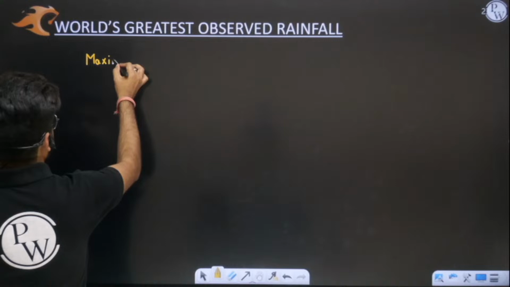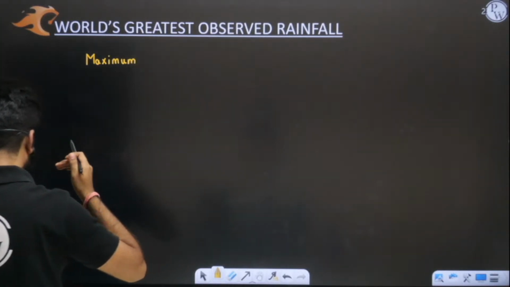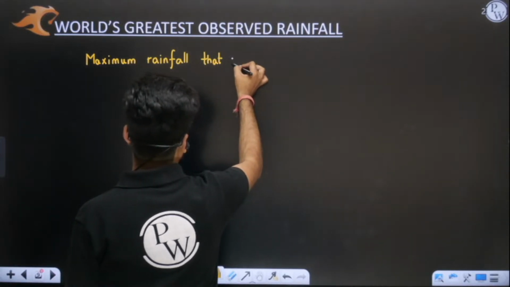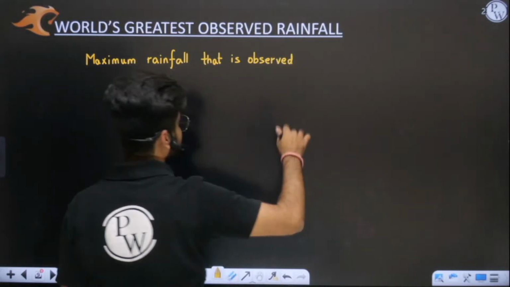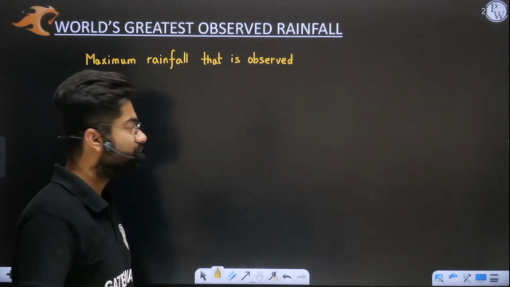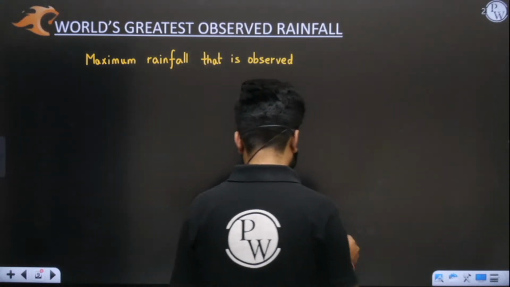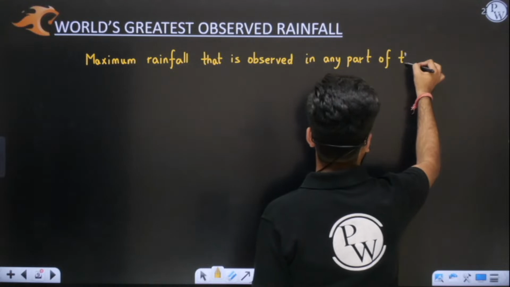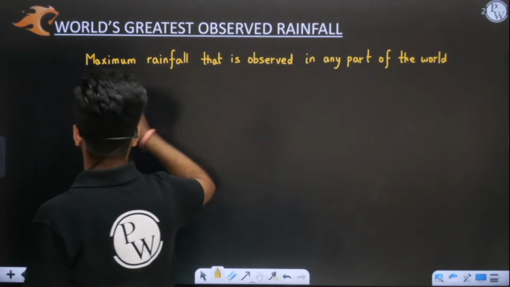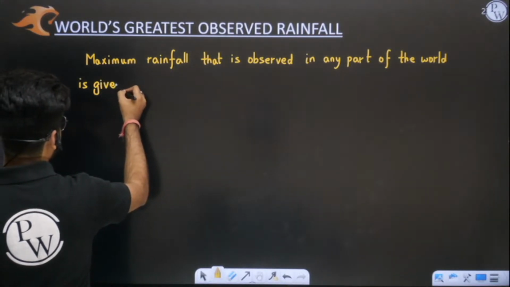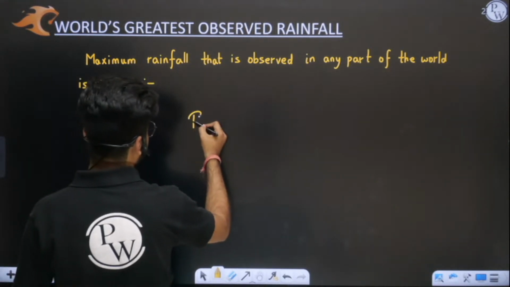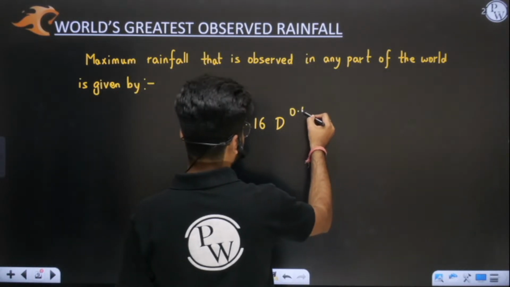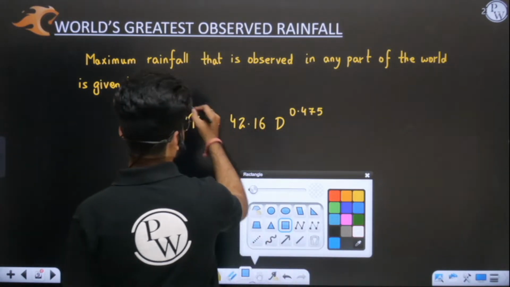So maximum rainfall: the world's greatest observed rainfall is none other than the maximum rainfall that is observed. Scientists have collected too much data, and from that data they have given an equation. The maximum rainfall that is observed in any part of the world, be it any part, is given by PM equals 42.16 d power 0.475. So this is your equation.